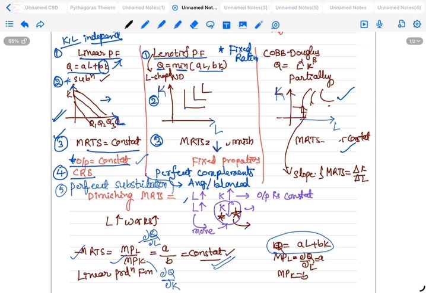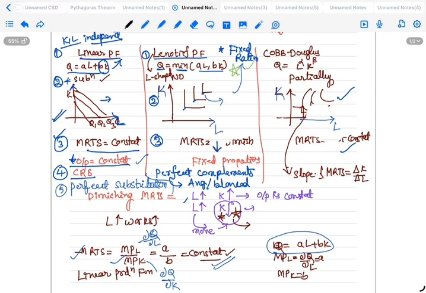Next one is the Leontief production function. The production function is in the form of minimum of AL comma BK. In the Leontief production function, the isoquants are represented as L-shaped curves. L, the input, is always on the x-axis, that is labor on the x-axis, and K on the y-axis. These corner points represent the kink. These points represent the fixed proportion, that is fixed ratio. Very important in the Leontief production function, L and K are in fixed proportion.